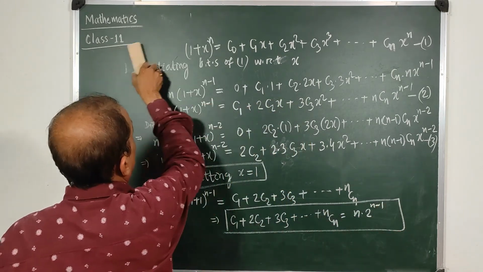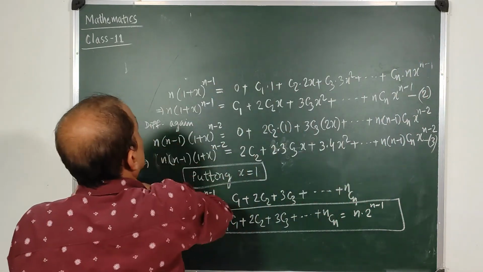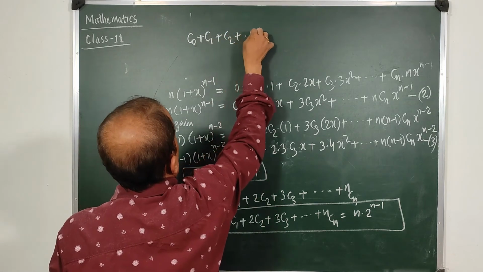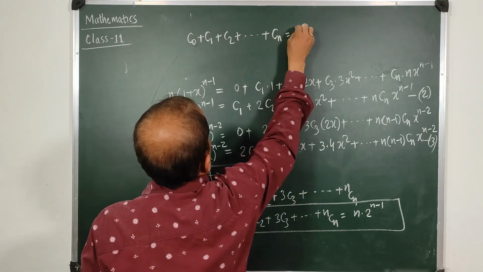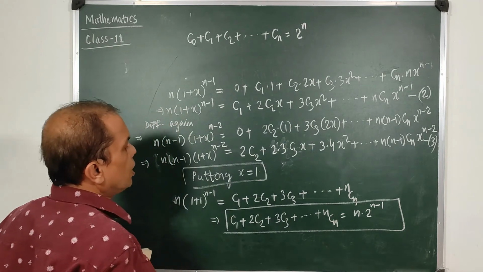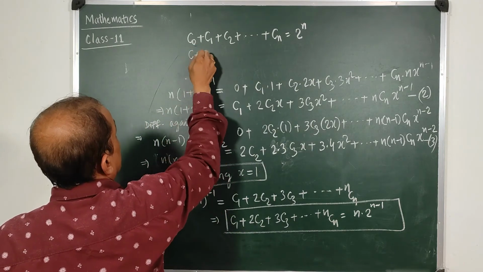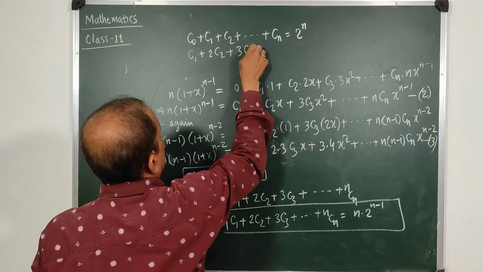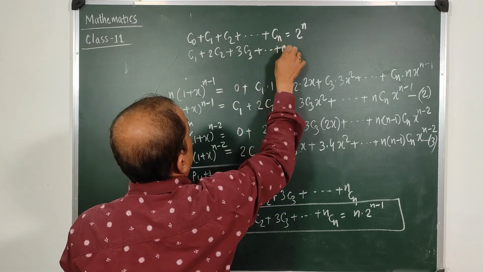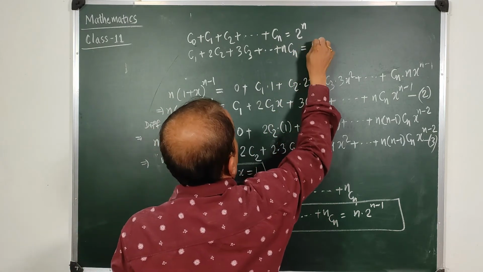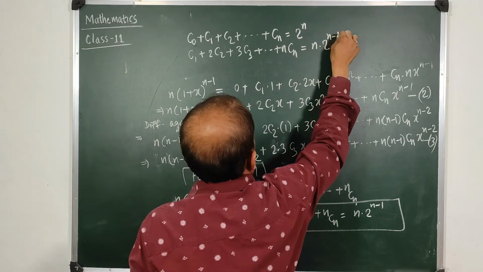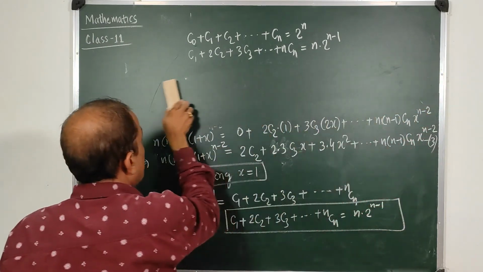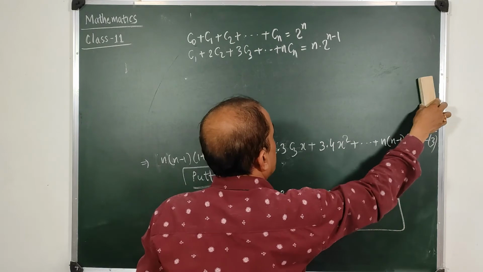Previously we had got C0 + C1 + C2 up to Cn is 2^n. In the next formula we get C1 + 2C2 + 3C3 + up to nCn, and this expression is n into 2^(n-1). And what if we keep on differentiating and putting x equal to 1?